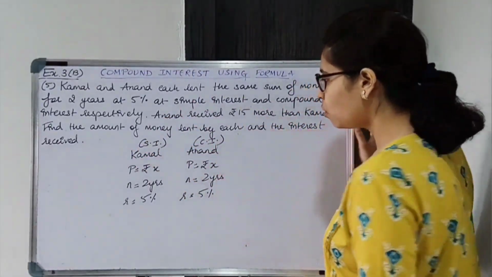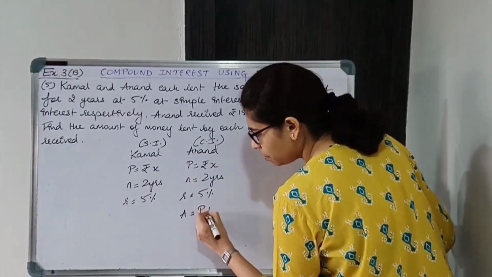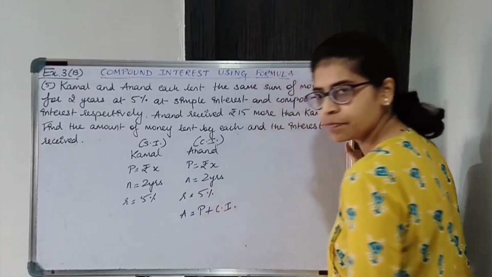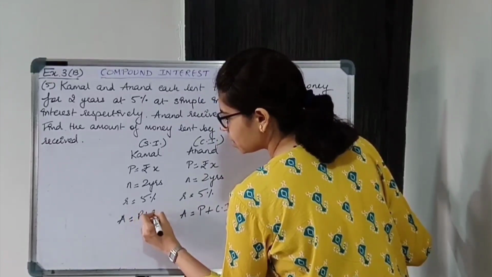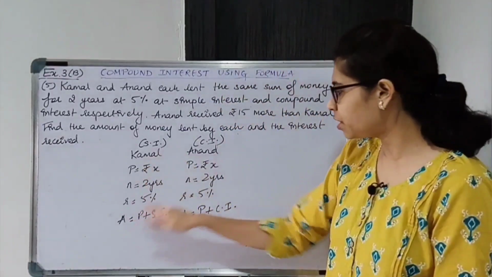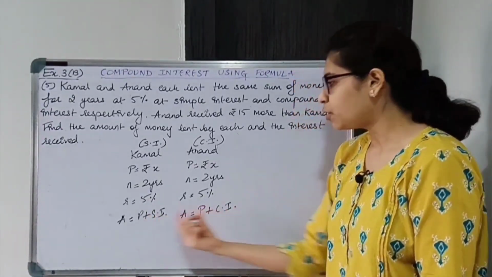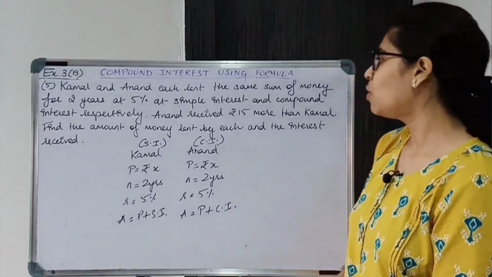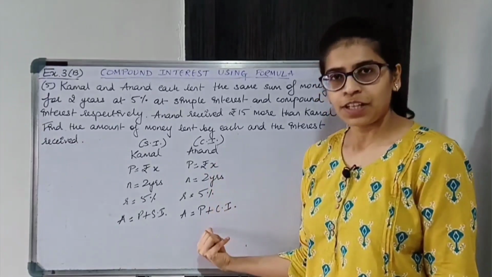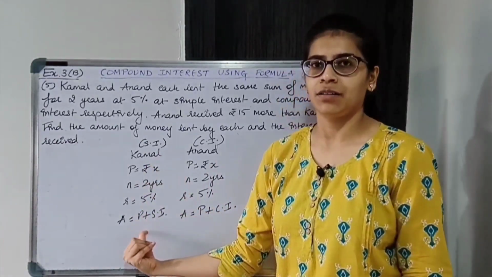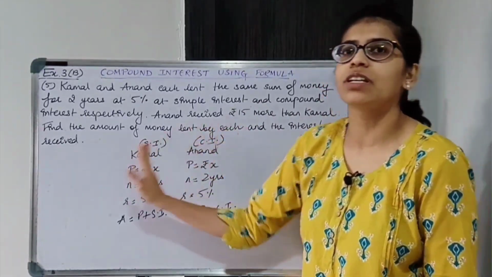All right, so let's say Anand will receive some amount that will be principal plus the interest, and Kamal will also receive some amount that is principal plus simple interest. Okay, after 2 years both will receive some amount. So principal was same, interest is going to be different. Okay, so Anand received rupees 15 more than Kamal. Anand is getting 15 rupees more than Kamal. Okay, so that means the compound interest is rupees 15 more than simple interest.